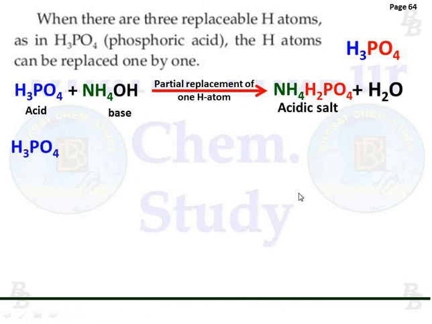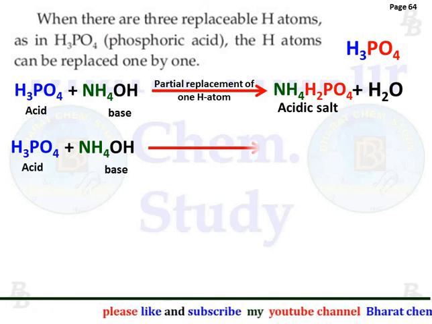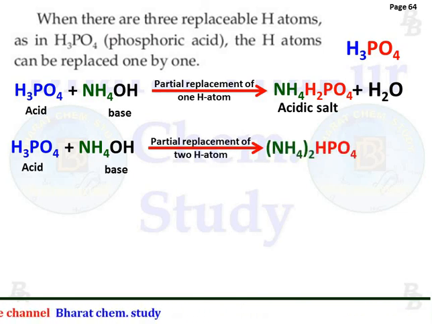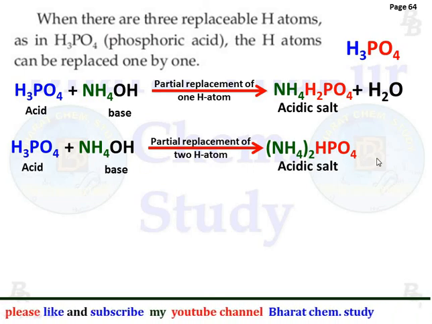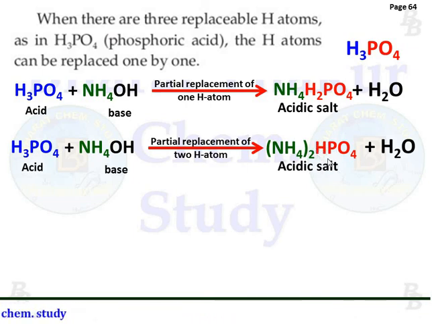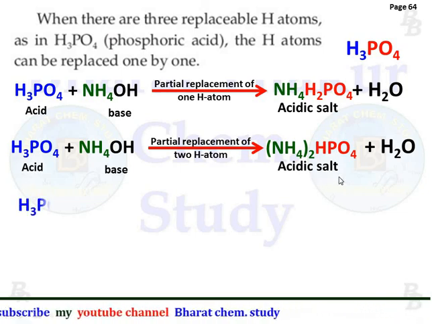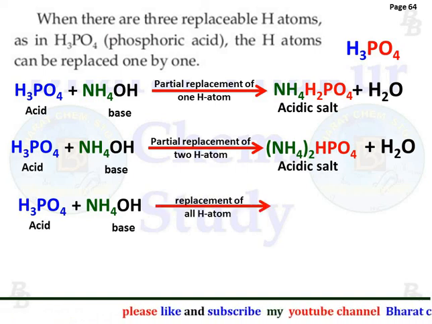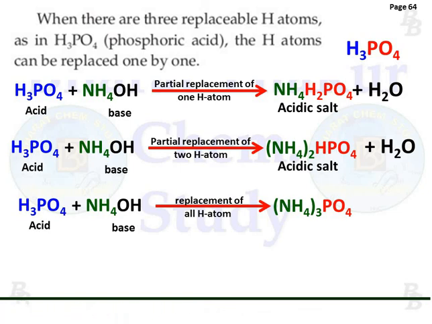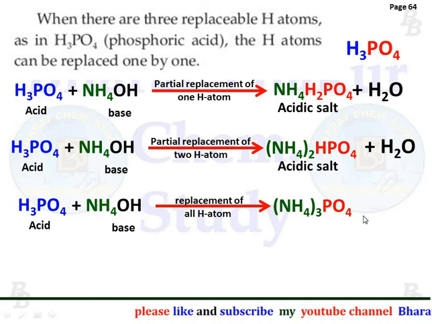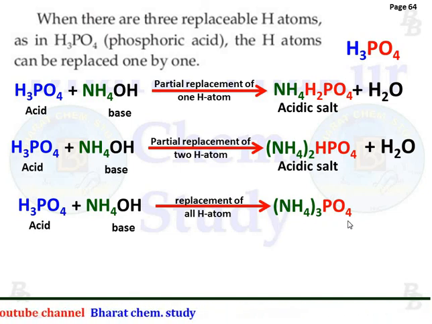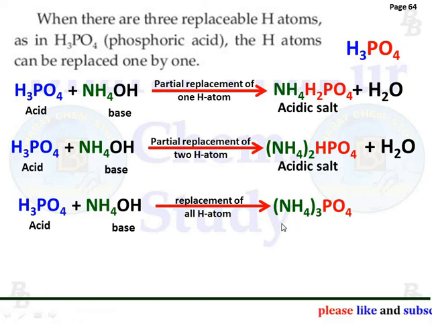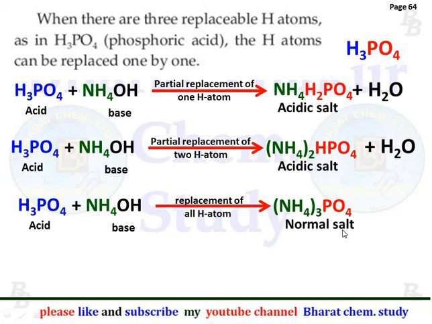But when this phosphoric acid replaces two hydrogen atoms, then it forms (NH4)2HPO4 plus water, because now two hydrogen atoms are replaced, so it contains only one. So it still contains one replaceable hydrogen atom of an acid. Therefore, this salt is also an acidic salt. But when this phosphoric acid replaces all of its hydrogen atoms, then the product formed is (NH4)3PO4. Now in this formula you can clearly see that it does not contain any replaceable hydrogen atom of the acid. Therefore, it is called a normal salt.